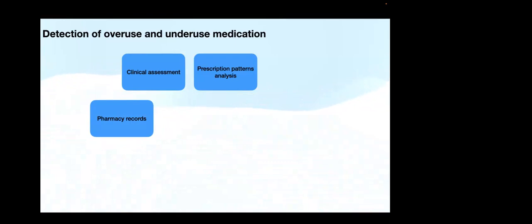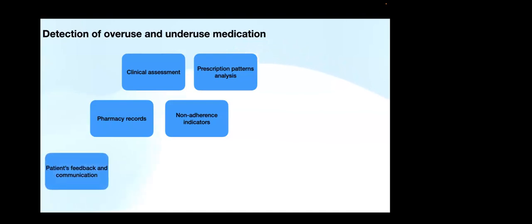Pharmacy record. Collaborate with the pharmacist and review the pharmacy record for any indication of overuse and underuse. Fourth one we can use is non-adherence indicators. Non-adherence indicators are signs of non-adherence to the medication regimen. Either the patient is taking the medication as directed or not. Either the patient is taking tablets as directed or not.